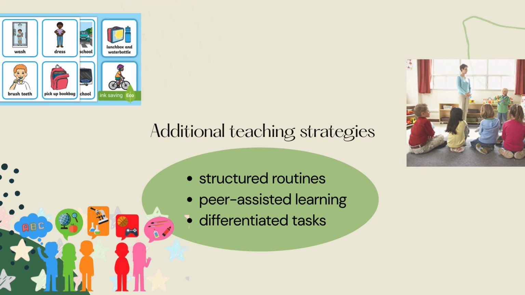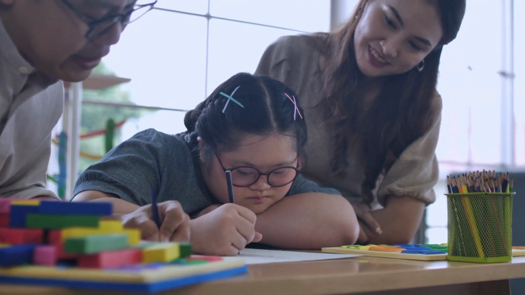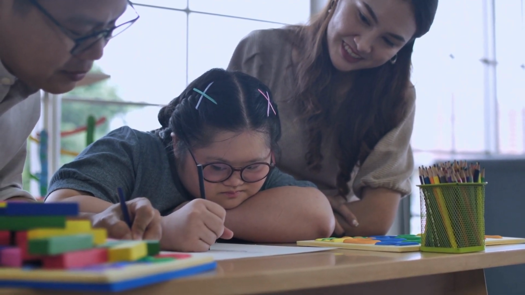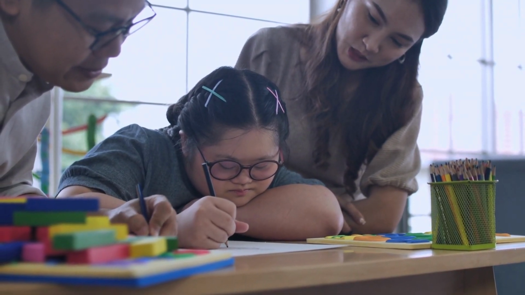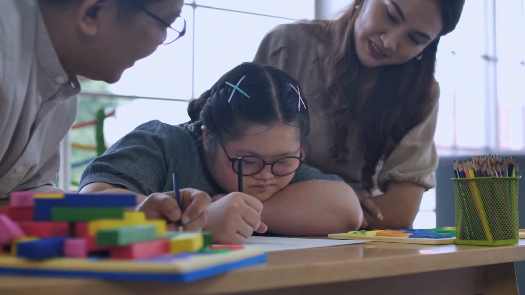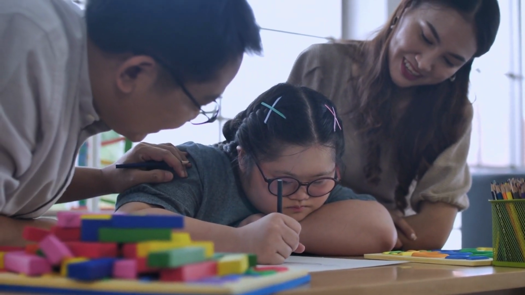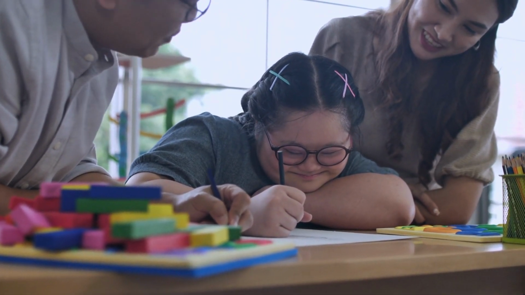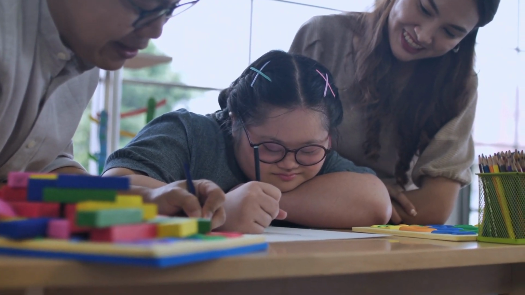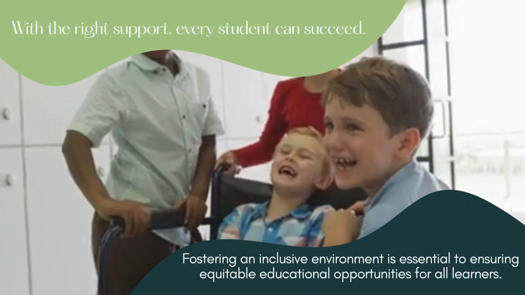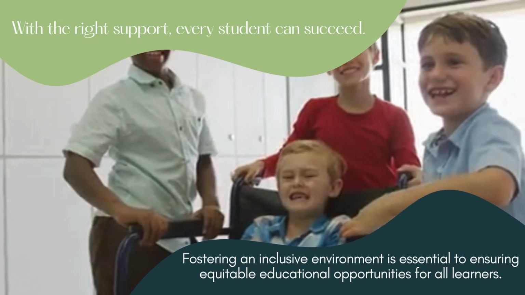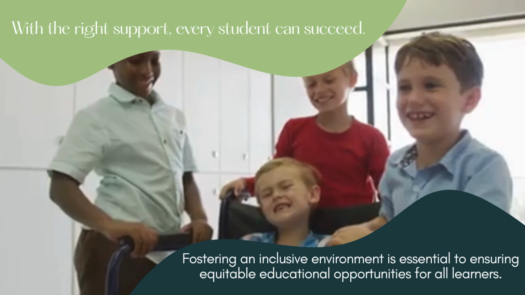In summary, supporting pupils with intellectual disabilities in the classroom requires a thoughtful blend of personalized planning, inclusive teaching strategies, and structured support to help every learner thrive. Activities like emotion cards make learning accessible and engaging for all. With the right support, every student can succeed. Fostering an inclusive environment is essential to ensuring equitable educational opportunities for all learners.